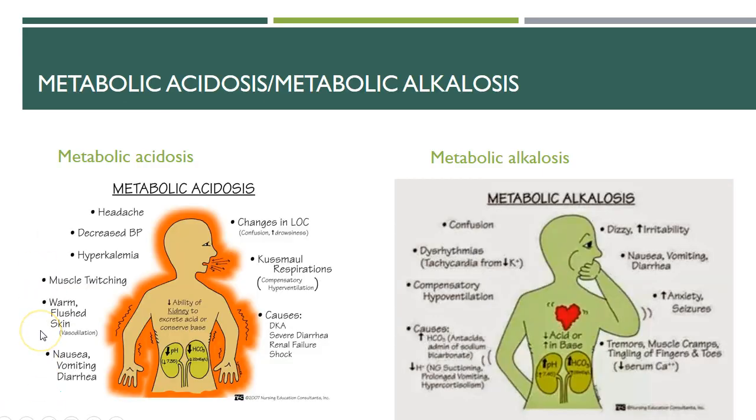All right, so we have metabolic acidosis and metabolic alkalosis. With metabolic acidosis, our pH is going to be low and our bicarb is going to be low. Our CO2 could be normal or it could be low, just pending.